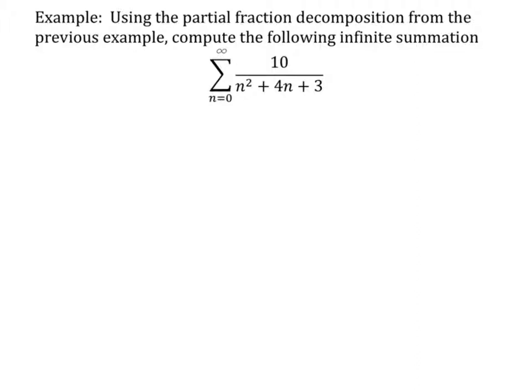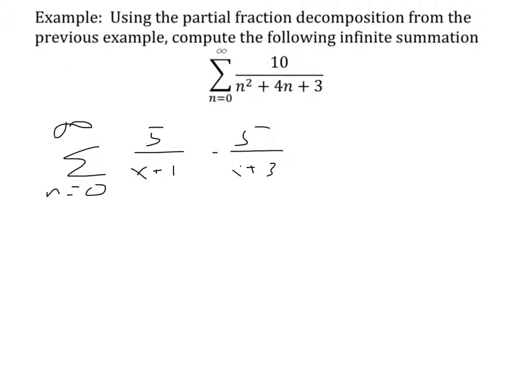That's horrible, right? Because this can be broken into partial fractions, because partial fraction decomposition works, this might be a telescoping series. So what I'm going to do is rewrite this series, and I'm going to use my partial fraction decomposition instead. It was 5 over x plus 1 minus 5 over x plus 3. So there it is.